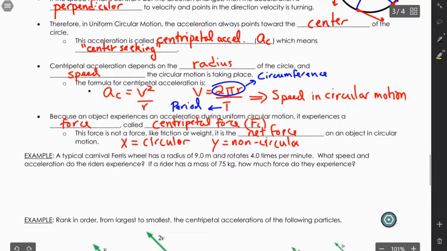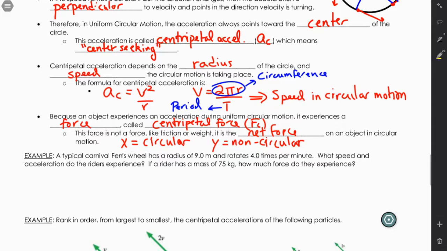Because most of the circles will be horizontal in nature, right? So there'll be like a flat circle on the ground. And then normal force and all that will be acting in the non-circular way. All right, and so here's a couple examples.